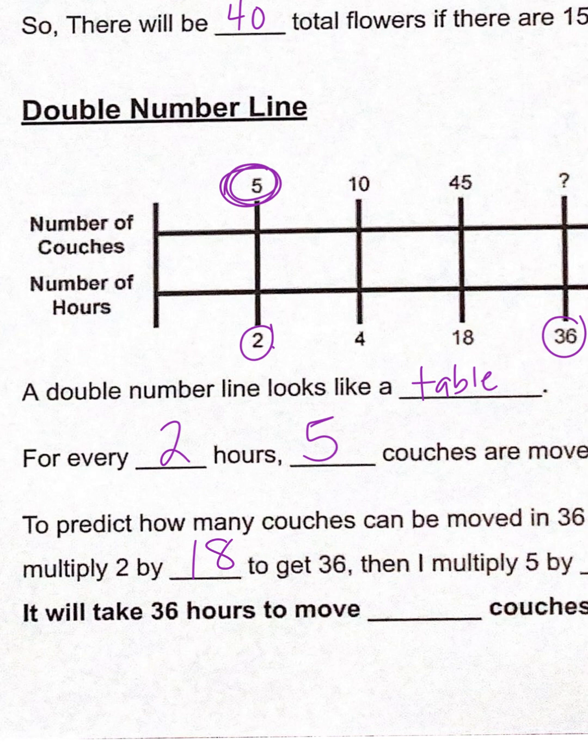So if I set it up as a fraction, it would be a 2 to 5 ratio. For every 2 hours, I move 5 couches. If I'm trying to figure out what I move in 36 hours, I want to know this missing number right here. So that's where I get the 18. Does everybody understand where I'm multiplying 18, where that comes in? Okay, so then it will take 36 hours to move how many couches? 90 couches.